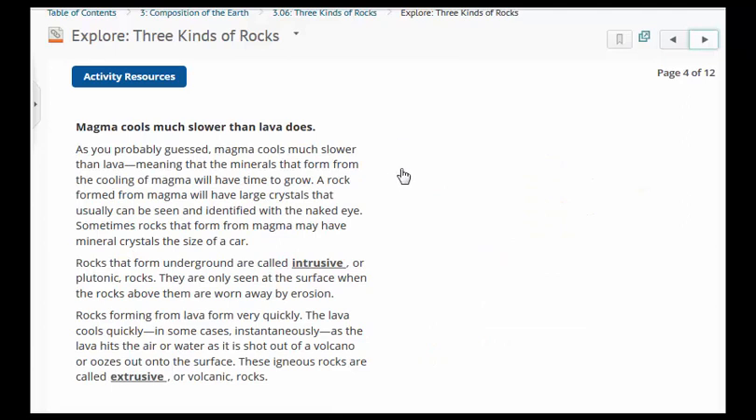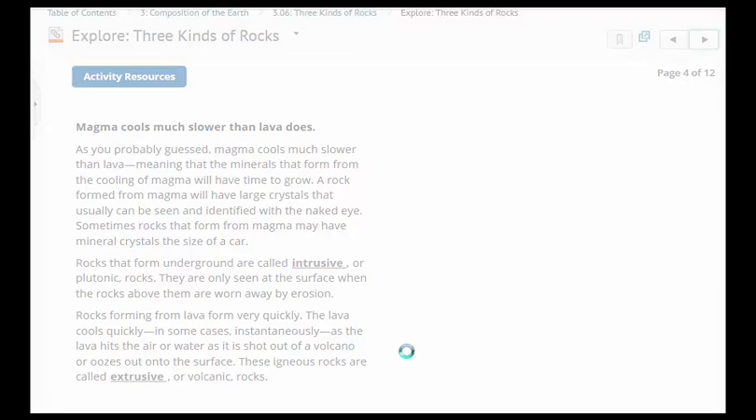Remember that magma cools slower than lava does, and we get 2 kinds of igneous rocks. One is intrusive and one is extrusive. Intrusive means, you guessed it, it cooled inside the earth. Extrusive means it cooled outside the earth. And the size of its crystals, if you have large crystals or small crystals, that tells you if it formed in the earth or outside of the earth. So make sure you know that about igneous rocks.